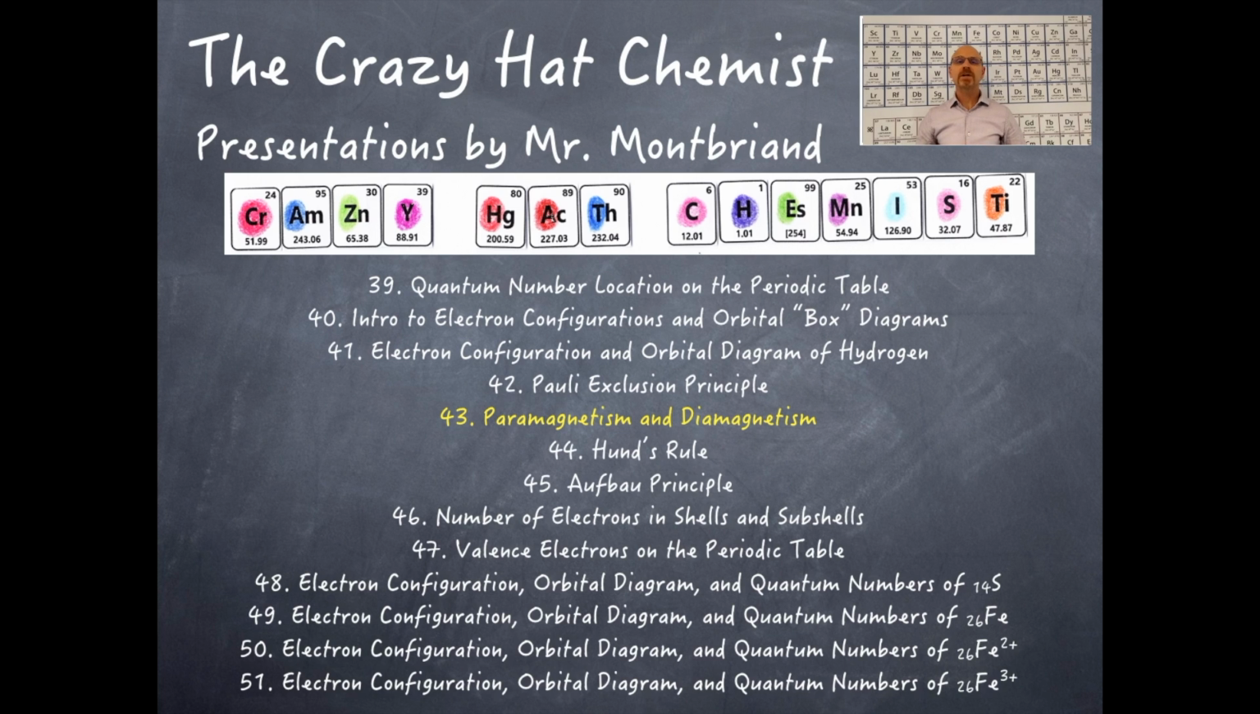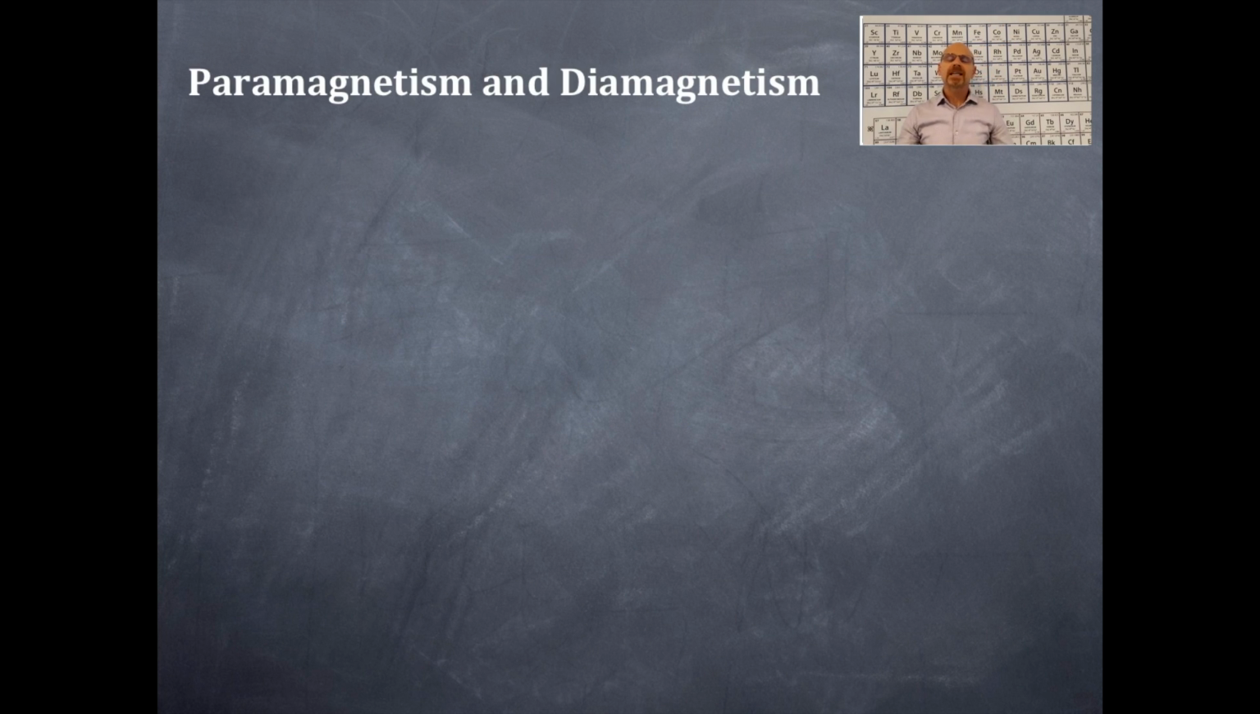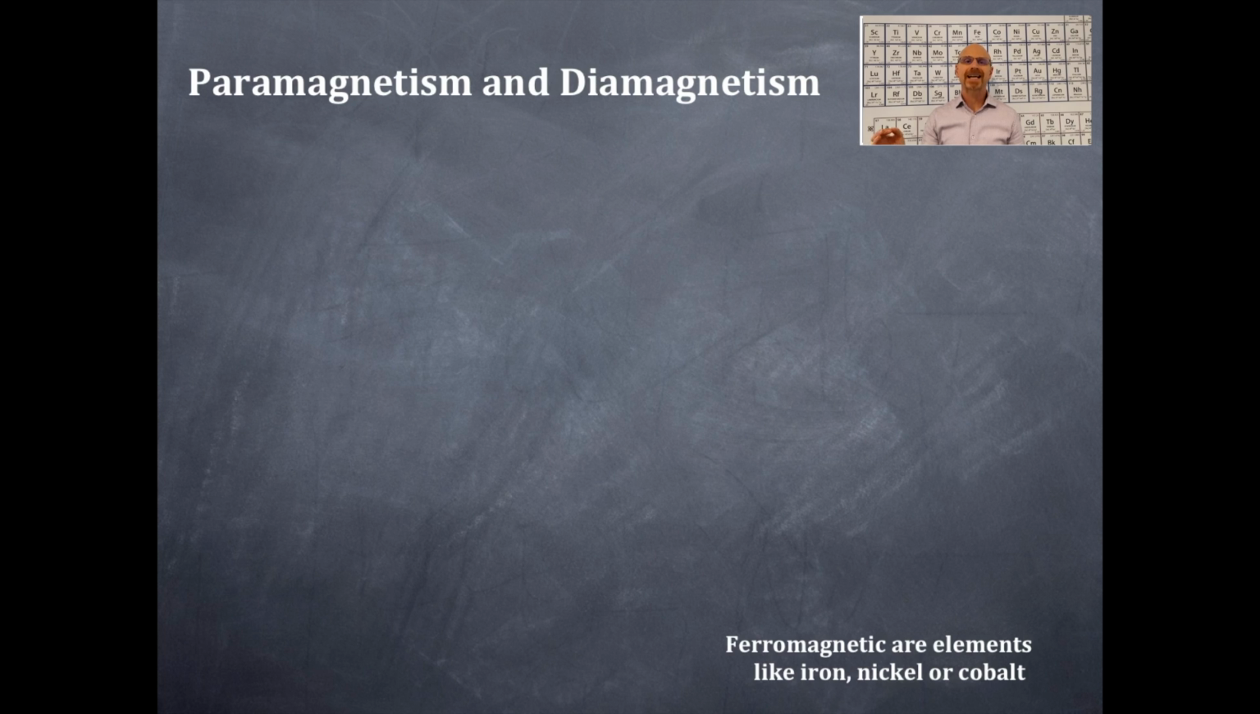So today, another video in atomic structure and electron configurations. Bam! Today we're talking about paramagnetism and diamagnetism. Now before we talk about those two things, I want to make sure that you understand the following, and you're probably familiar with this: ferromagnets. Ferromagnetic elements are iron, nickel, and cobalt. Those are permanent magnets. We're familiar with all of those.